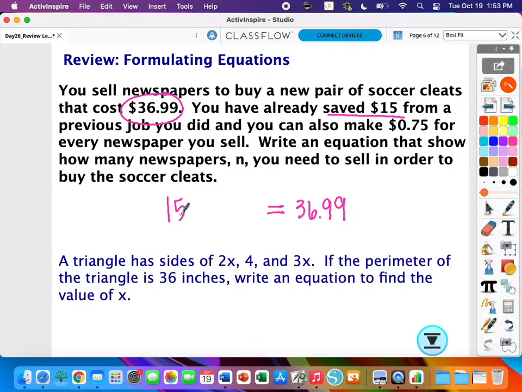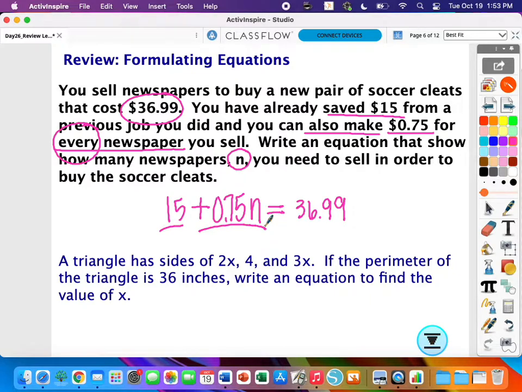Okay, well, obviously 15 is not equal to $36.99, so we have to do something else. We're also going to make, which means to add, 75 cents for every newspaper. That's your keyword for multiplication. If we don't know how many newspapers, because it tells us we don't in our problem if you keep reading, then we're going to do 75 cents times the number of newspapers. When you take that, you will eventually be able to solve this and find out exactly how many newspapers you need in order to get $36.99 if you add the $15 already saved and the newspapers.